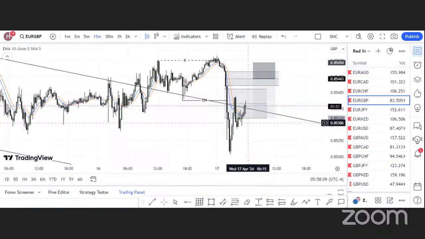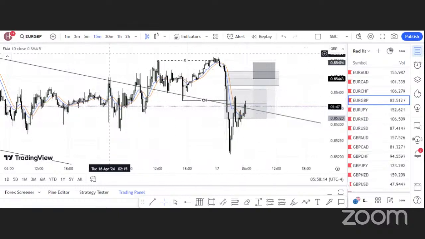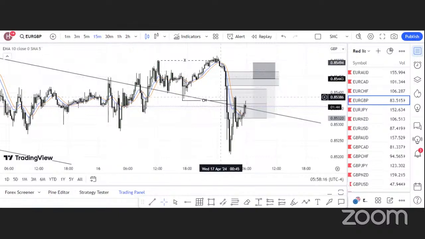Okay, so you see the market is closing above the level, which is a good sign for a buy, and we have less than 2 minutes to the end of this current candle.